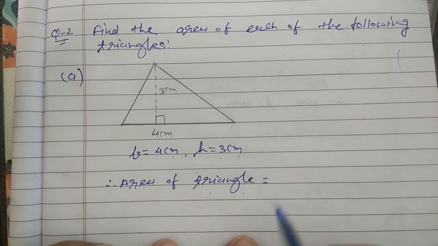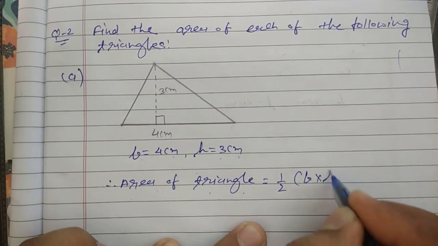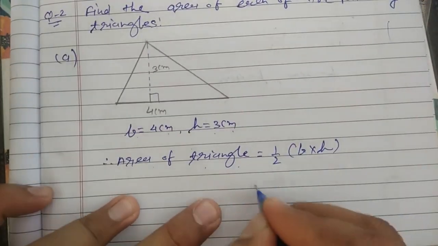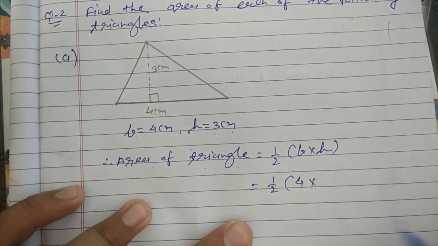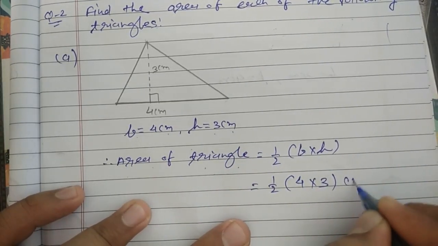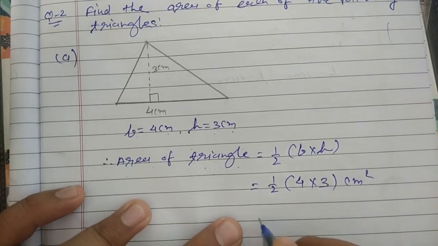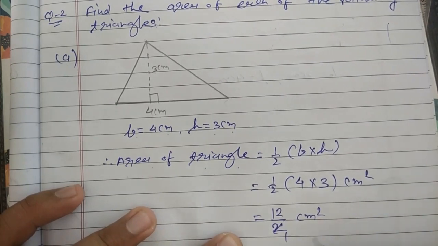What is the area of a triangle's formula? That is nothing but 1/2 base multiplied by height, and that is equal to 1/2. What is our base? 4 centimeter multiplied by height, that is 3 centimeter, and the unit will be centimeter square. 4 3s are 12, 12 divided by 2 centimeter square, 2 1s are 2, and 2 6s are 12.